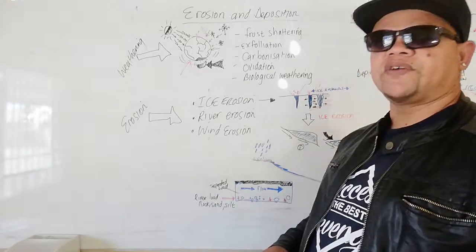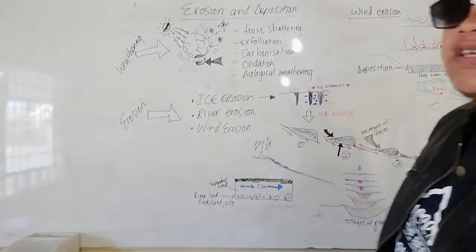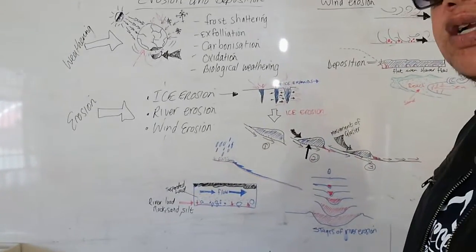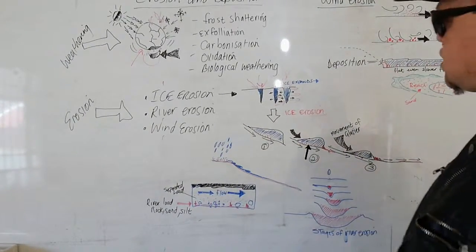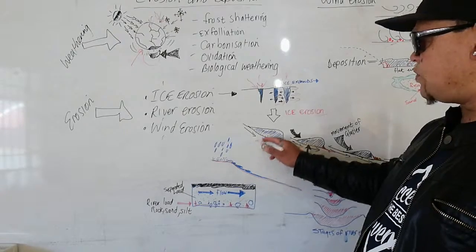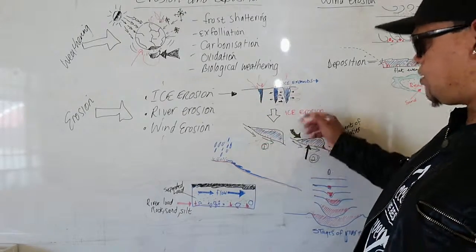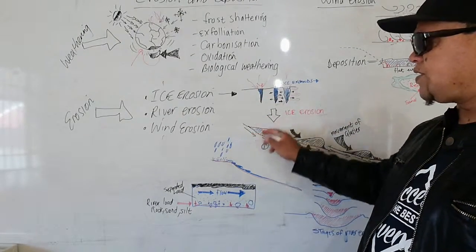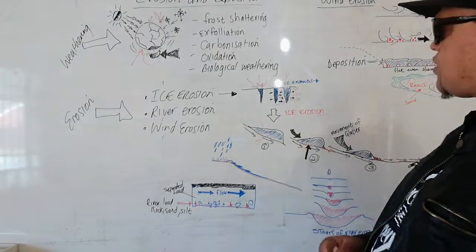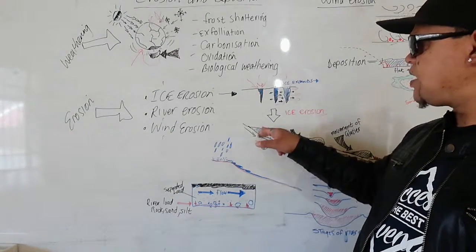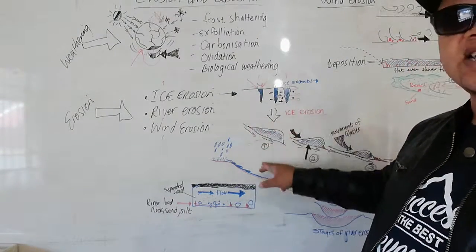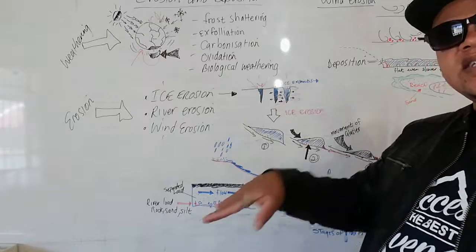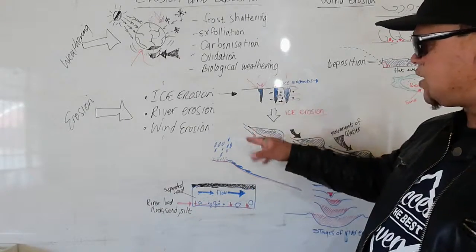River erosion, I've got my stages over here again. Let me just bring you closer, hoping you can see this. My first stage here, I've got ice erosion again, where it formed a glacier. We'll go to river erosion now. Ice erosion, here I have a glacier. The glacier is on a steep incline.